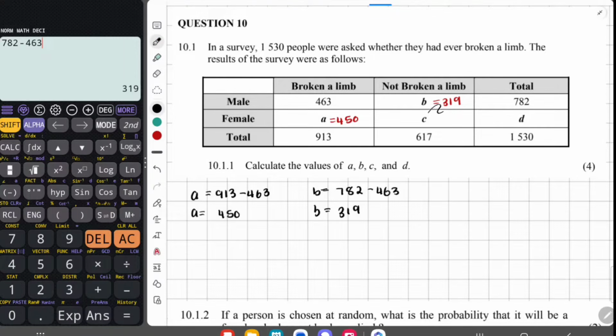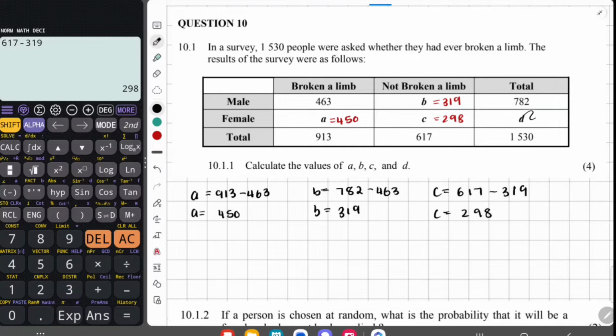Then let's find C. We can find C by saying 319 plus C is equal to this. So C would be equal to the 617 people minus the 319 people. Okay, so let's see what this gives us. So C is equal to 298. So fill in C, 298, and then we can go for D.